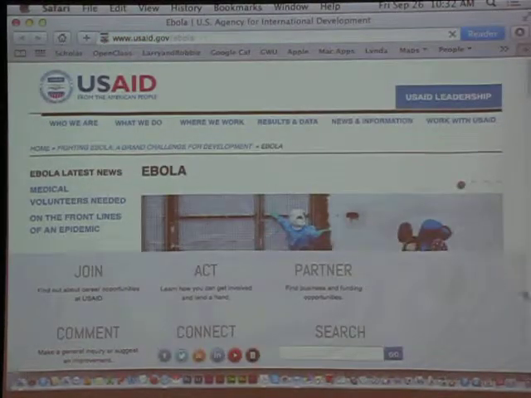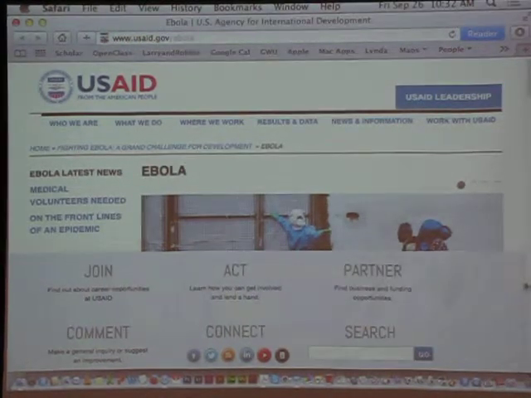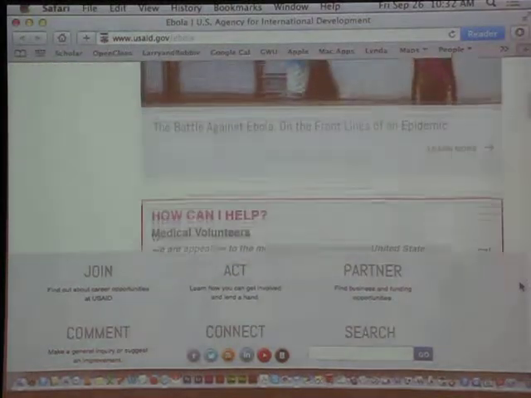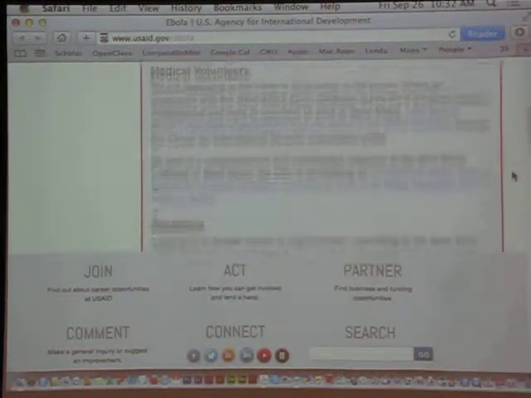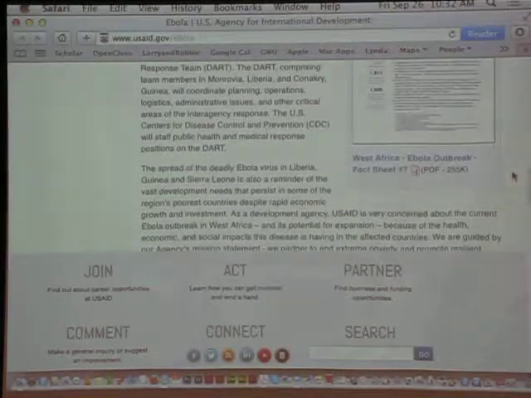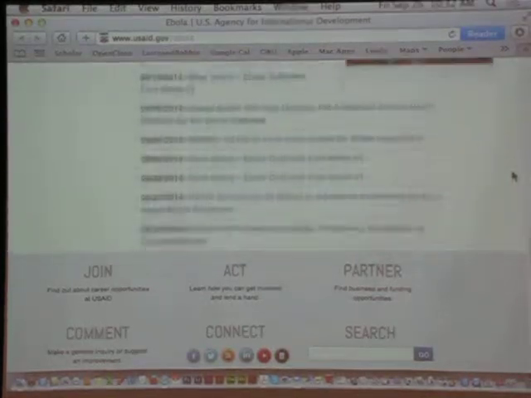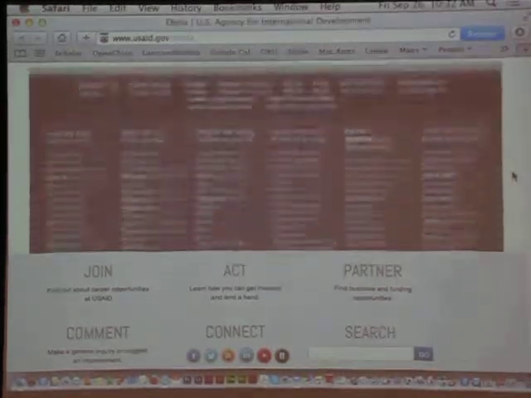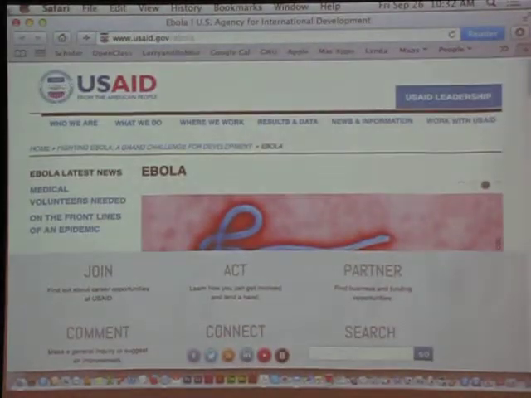USAID, they have, and this particular one is, of course, for Ebola, and there's information there, lots and lots of links, etc. So that's really good.